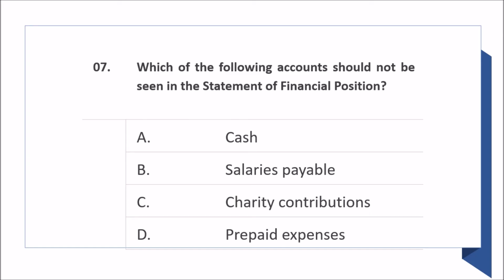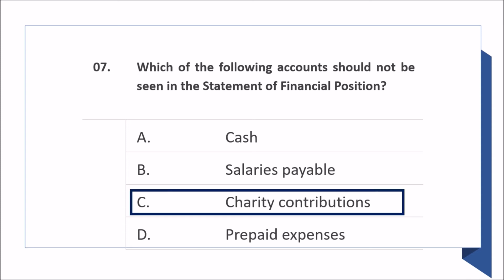The correct answer is C. Charity contributions. Cash is an asset. It should be seen in the statement of financial position or the balance sheet. Salaries payable, you might construe the word salaries as an expense, but remember, when you say payable, that is a liability. So that is also part of the statement of financial position.